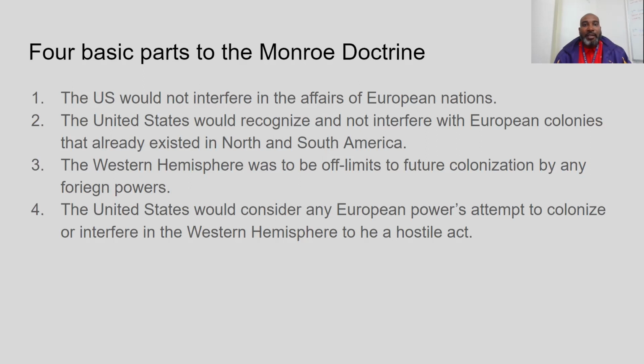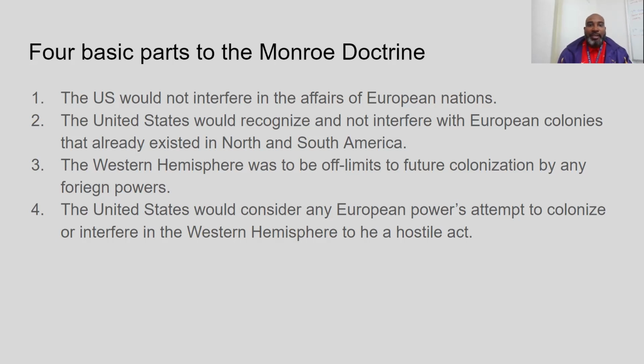Number one, the U.S. would not interfere in the affairs of European nations, so the United States would stay out of Europe. Number two, the United States would recognize and not interfere with European colonies that already existed in North and South America. So if those colonies existed, we'll stay away from it, leave it alone, not touch it. We wouldn't help or hurt or harm any of the revolutions. We stayed neutral. Number three, the Western Hemisphere was to be off limits to future colonization by any foreign powers. So no longer could European nations come to the Americas and colonize any areas in the Americas.